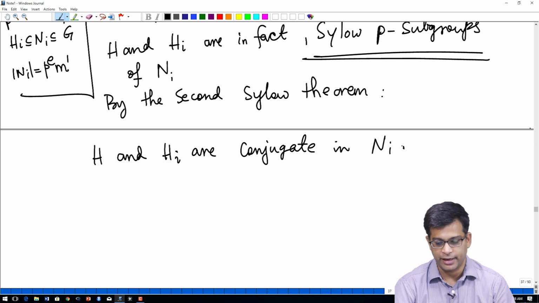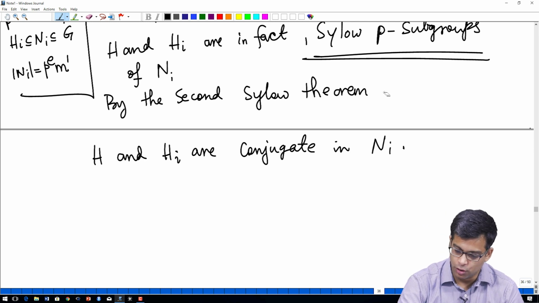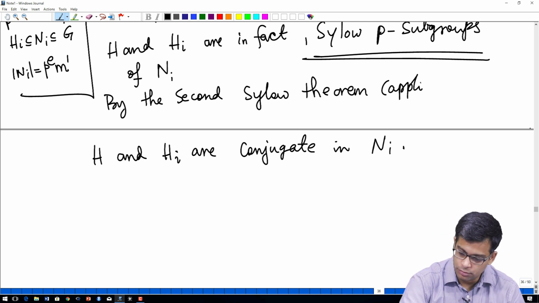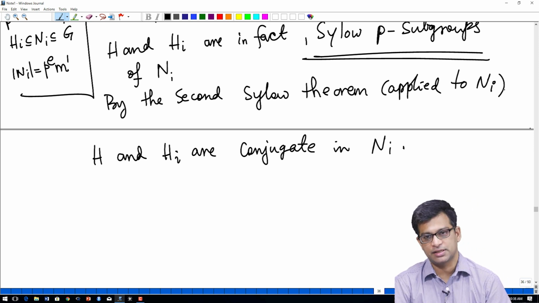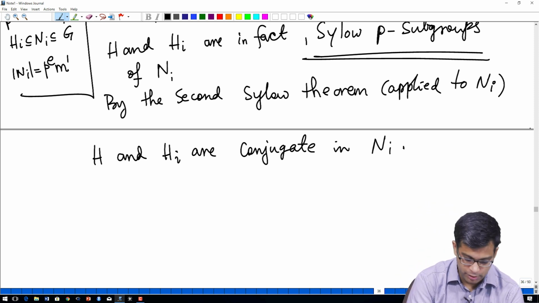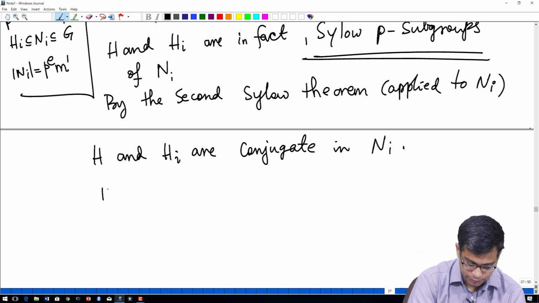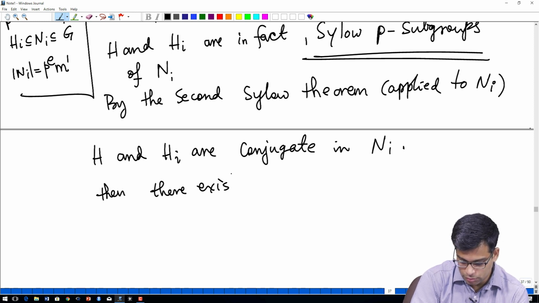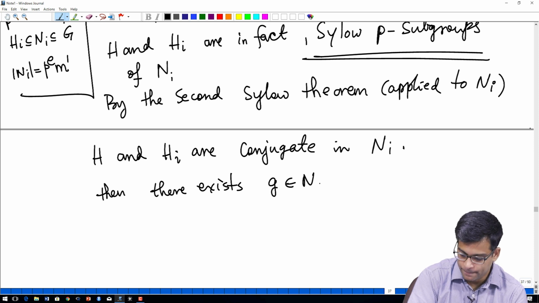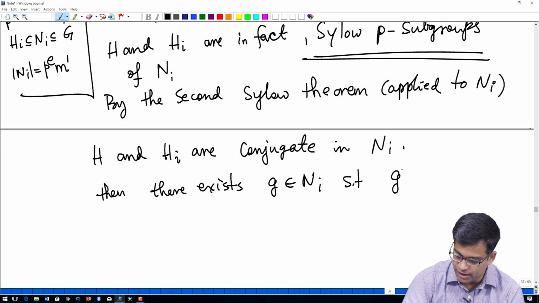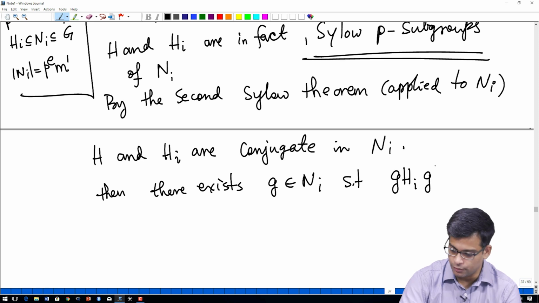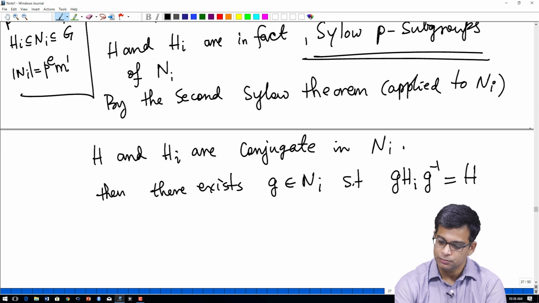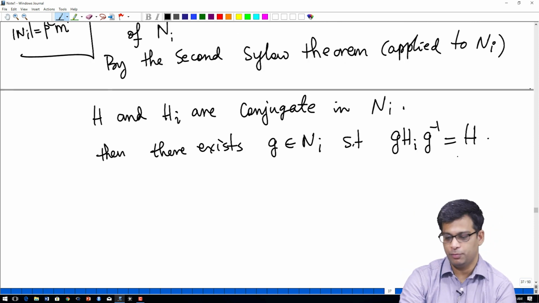So, apply the second Sylow theorem to N_i. N_i is a finite group, and H and H_i are subgroups of N_i which are both Sylow p-subgroups. So they are conjugate in N_i, that is, there exists g in N_i such that g H_i g inverse is H. This is the meaning of being conjugate.